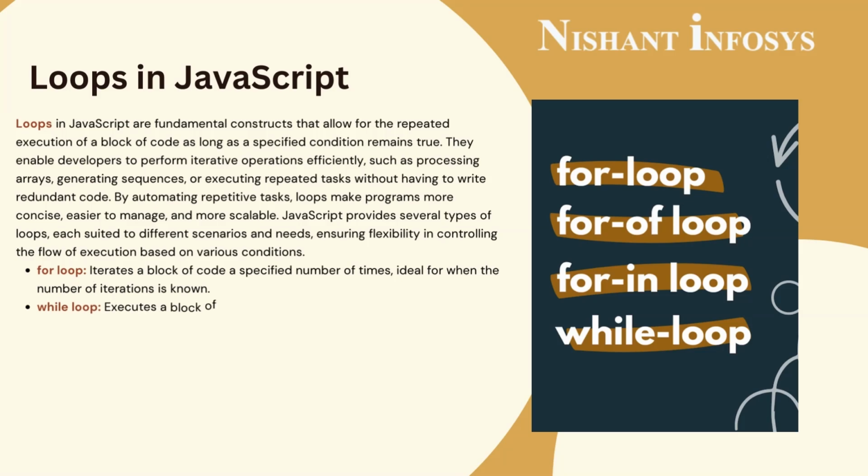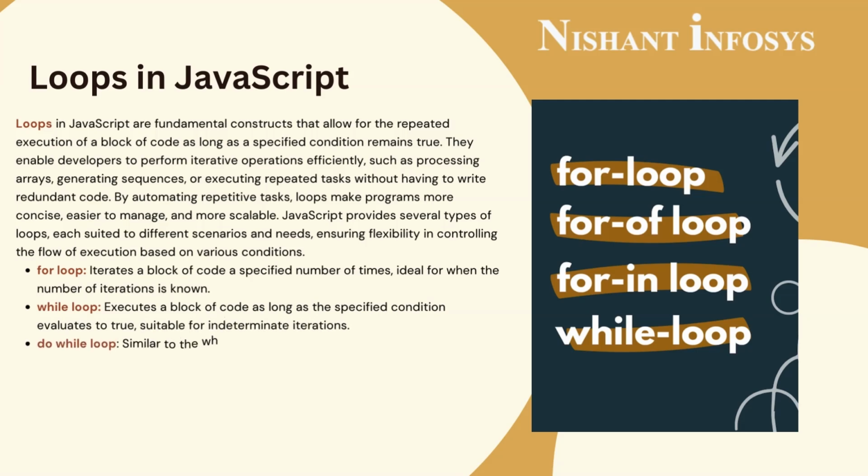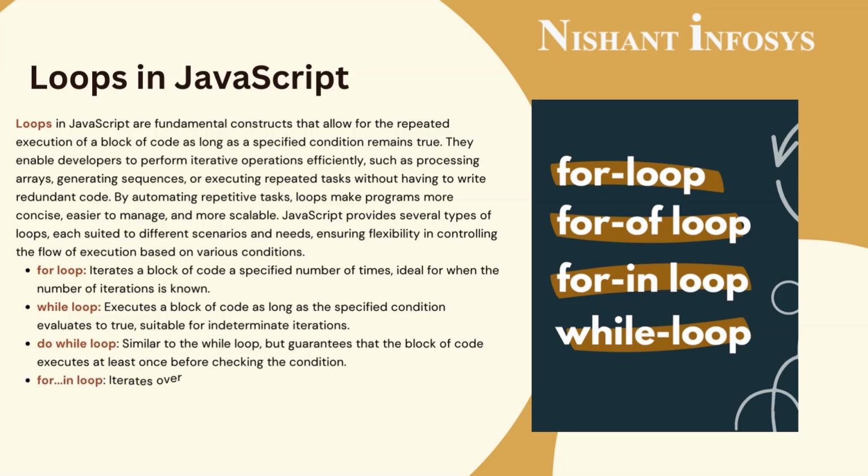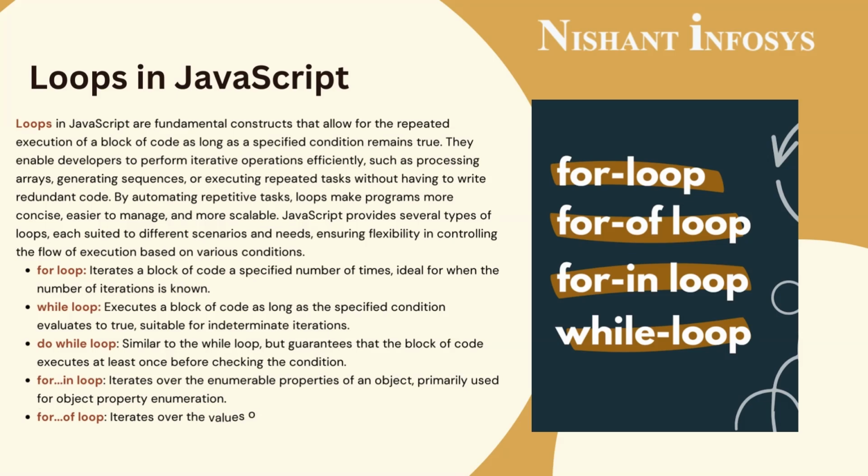The different loops in JavaScript are as follows. For loop iterates a block of code a specified number of times, ideal for when the number of iterations is known. While loop executes a block of code as long as the specified condition evaluates to true, suitable for indeterminate iterations. Do-while loop, similar to the while loop, but guarantees that the block of code executes at least once before checking the condition.